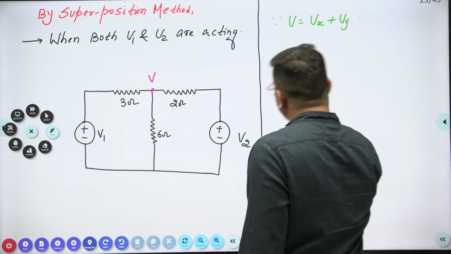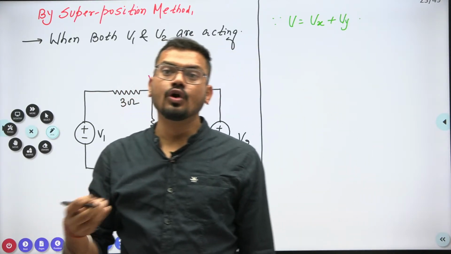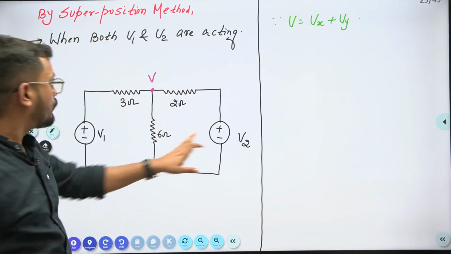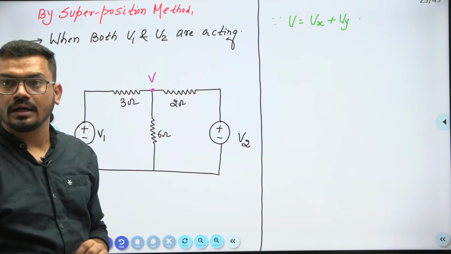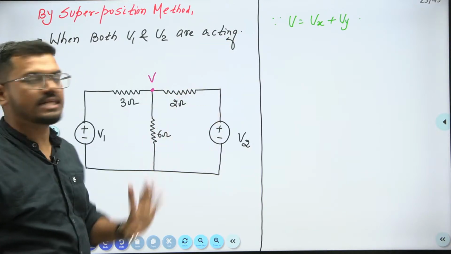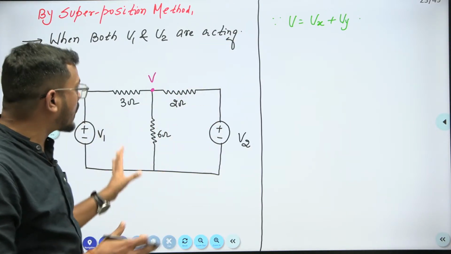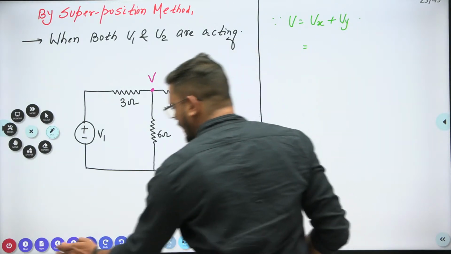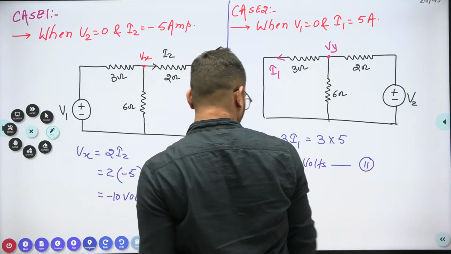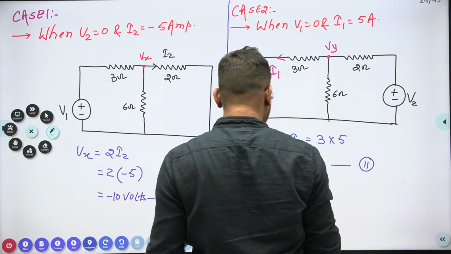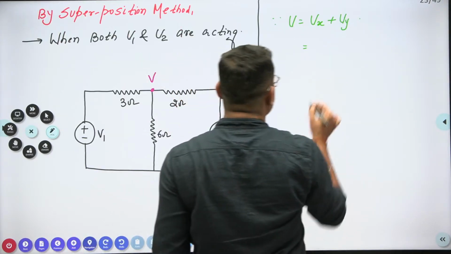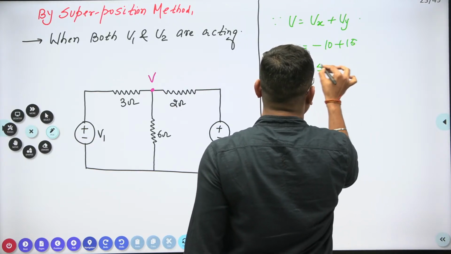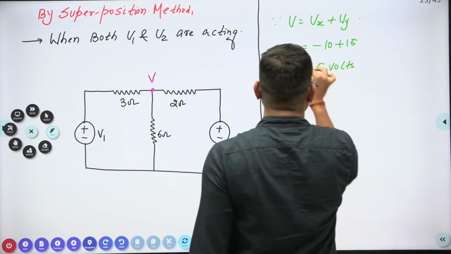Vx is the node voltage when V1 is acting alone, and Vy is the node voltage when V2 is acting alone. When the two act simultaneously, V is the summation of these two. Vx is minus 10 plus 15, which is equal to 5 volts.